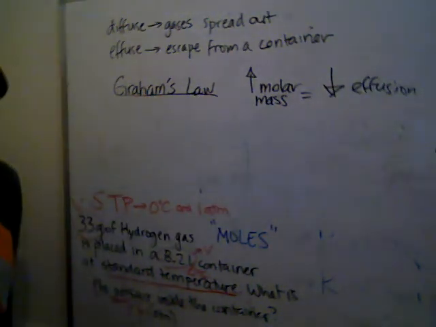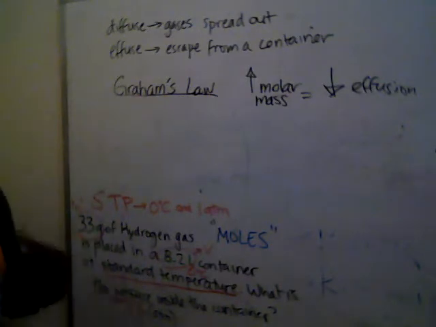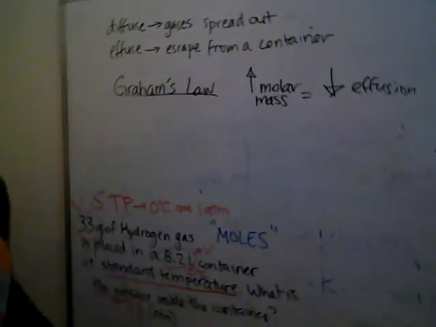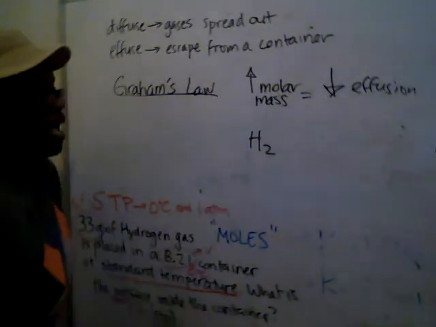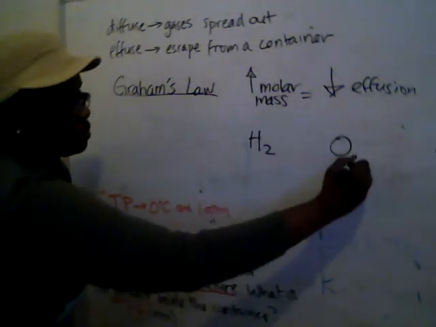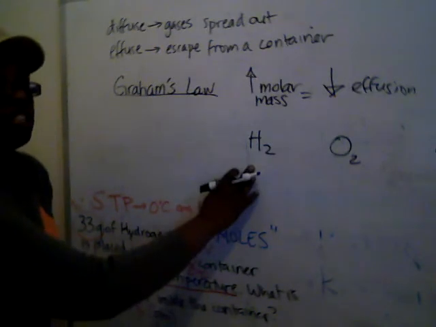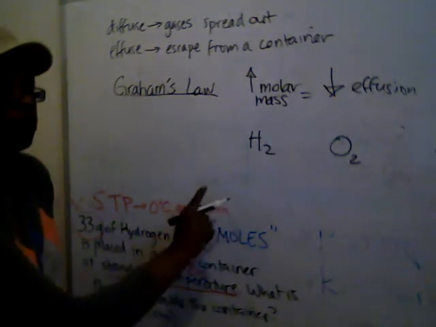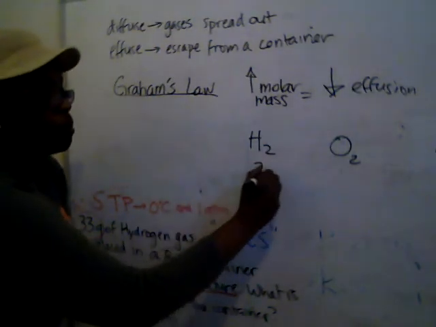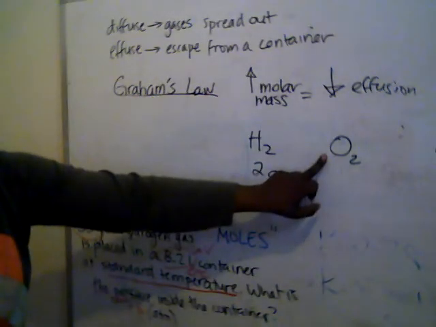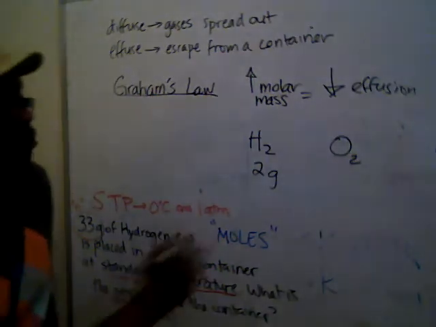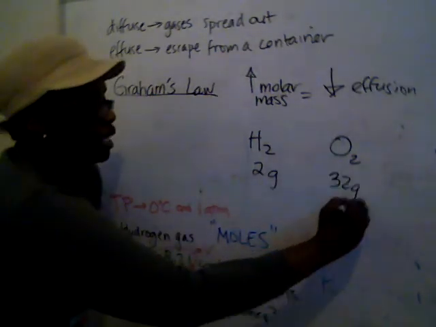Okay? So if you think about it, something that has a bigger weight can't move as quickly. So if we were to compare two gases, let's say hydrogen and oxygen. Now the weight of them: hydrogen weighs 1 gram for 1 hydrogen, so 2 hydrogens will weigh about 2 grams. The oxygen weighs about 16 grams per oxygen, but there's 2 oxygens, so oxygen weighs about 32 grams.